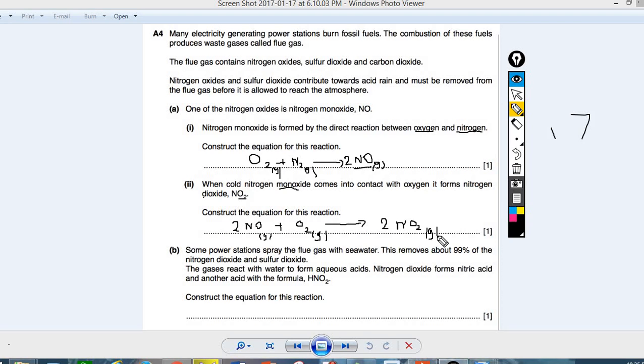Some power stations spray flue gas with seawater. This removes about 99% of the nitrogen dioxide and sulfur dioxide. The gas reacts with water to form aqueous acids. Nitrogen dioxide forms nitric acid and another acid with the formula HNO2. Construct the equation for this reaction.